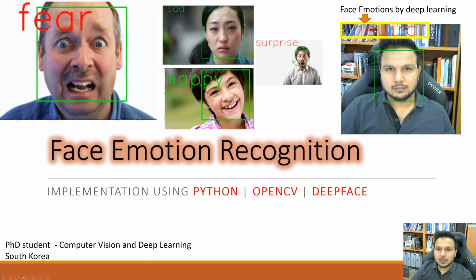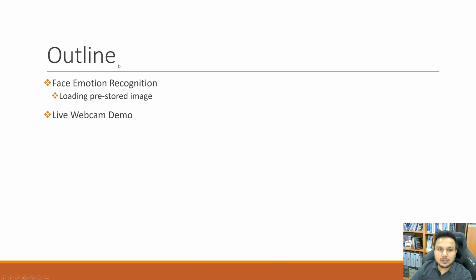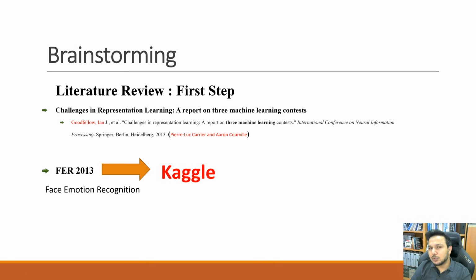After overcoming this problem and getting some skill in image processing, we will deploy in the live video demo. So video is nothing but a set of images, right? A typical video has 25 frames per second, so a video is a combination of images. After applying face emotion recognition on a pre-stored image, we will deploy our deep learning architecture live on a webcam demo. Before diving into coding, it's better that we have some brainstorming.